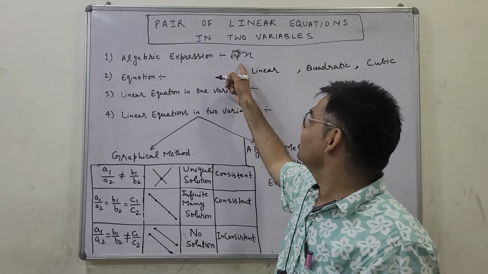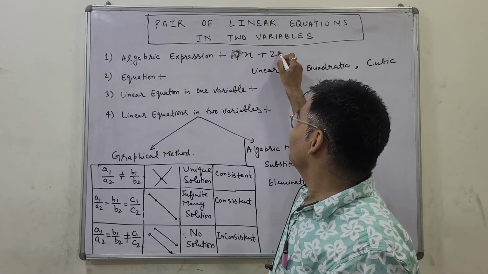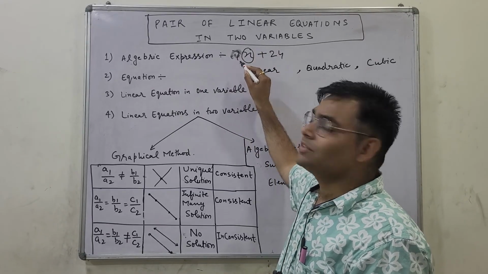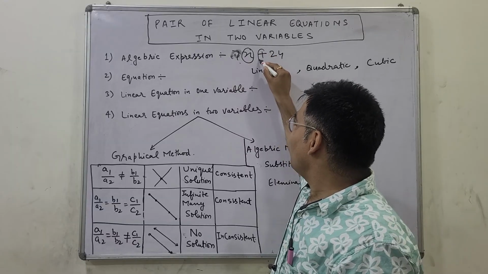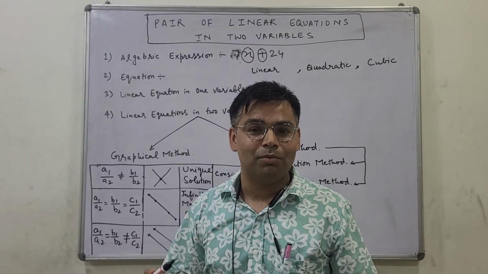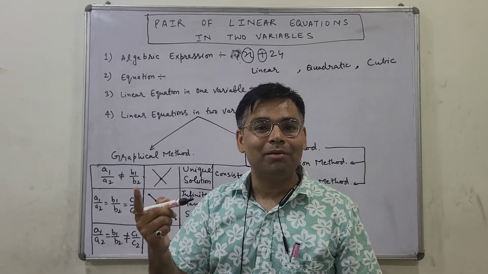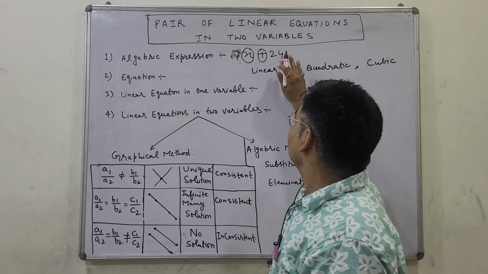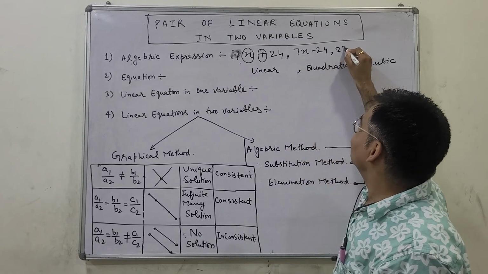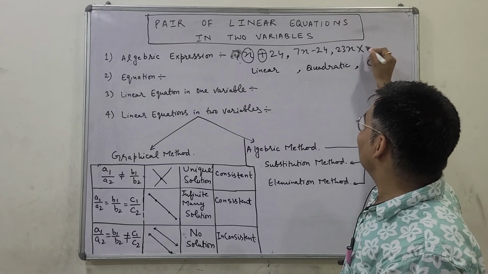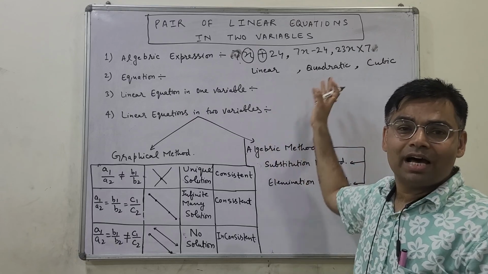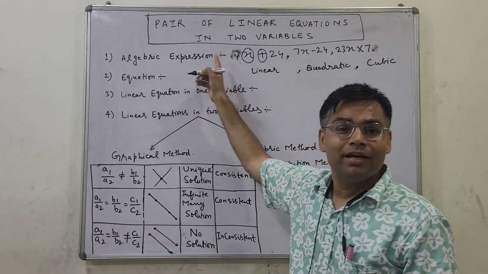Just take an example, 7x plus 24. So in this, x is our variable and 7 is our constant, but we can also use the mathematical operations. What are these mathematical operations? Plus, minus, multiplication, addition. So 7x minus 24, 23x multiplied by 7y, 7. So these are our algebraic expressions.